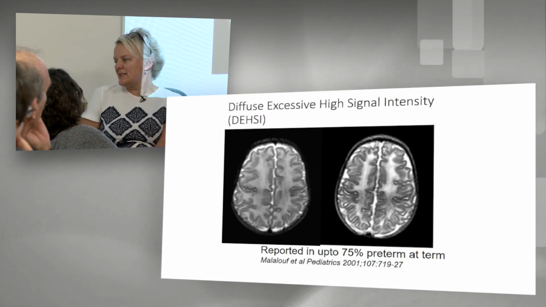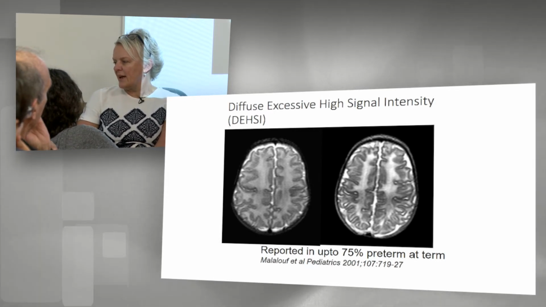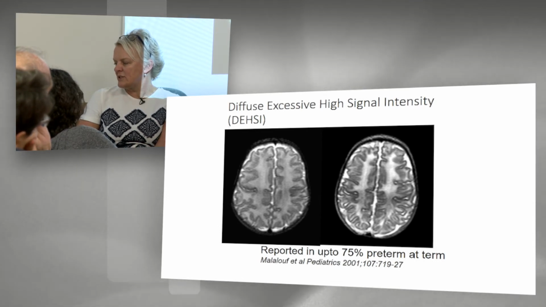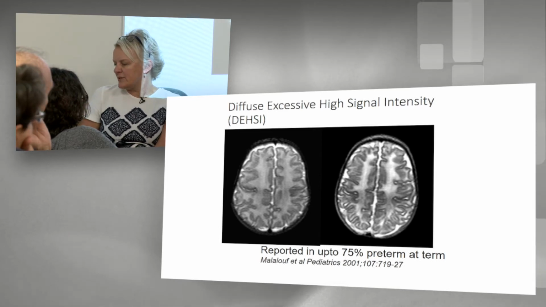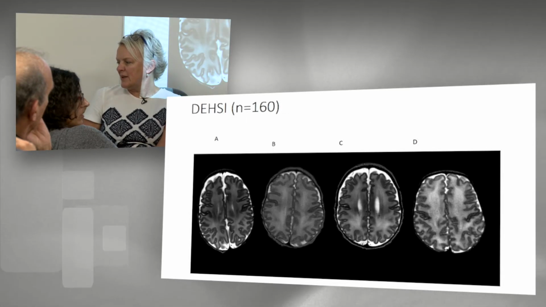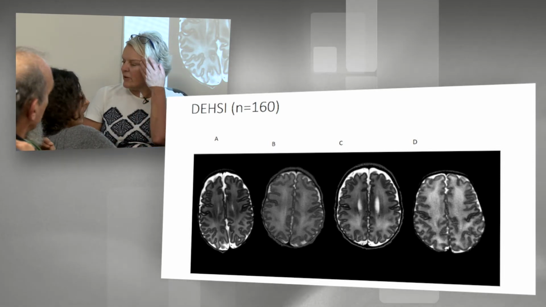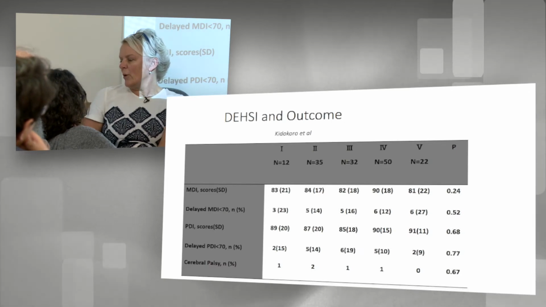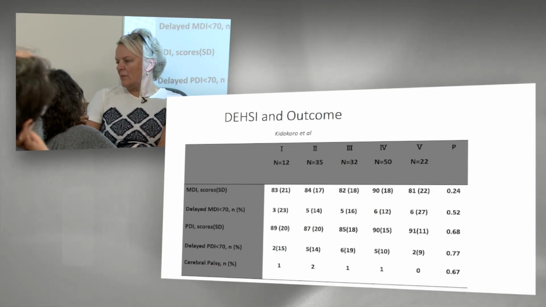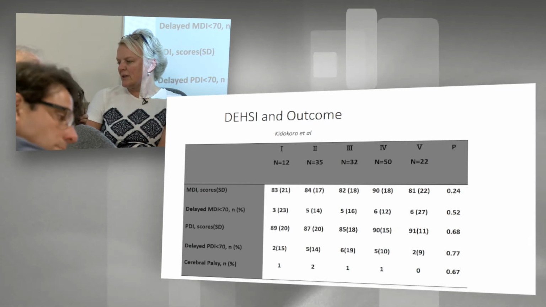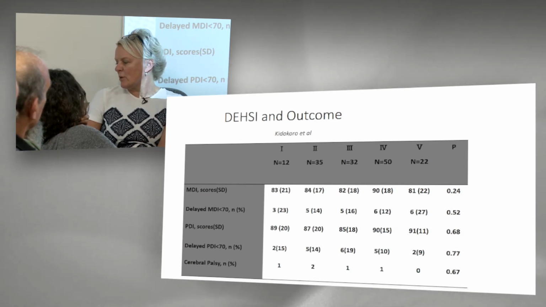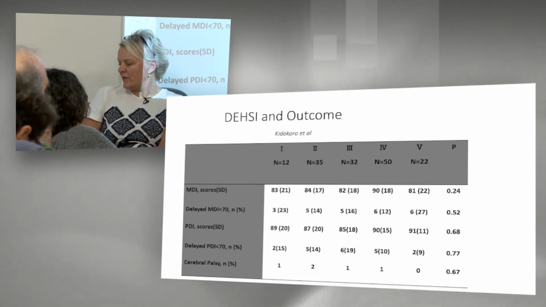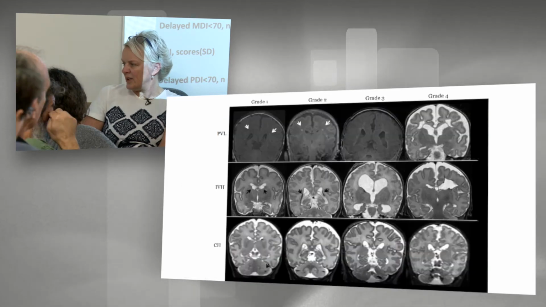Diffuse excessive high signal intensity in the white matter. You can see here's a standard white matter T2, and here's a bright white matter T2. This has been reported to occur in up to 3/4 of premature babies at term. Does it matter? We looked at this with Hirayuki Kitakoro in 160 of our babies, at least to 2 years. We found no association with any impairments, either their average Bayley score, average motor score, or presence of cerebral palsy. We are following those kids up now at 7 and 13 in relationship to this data as I speak.